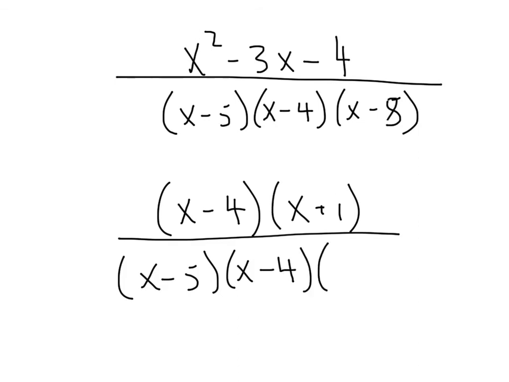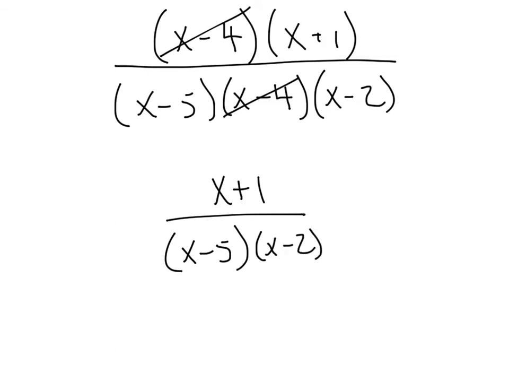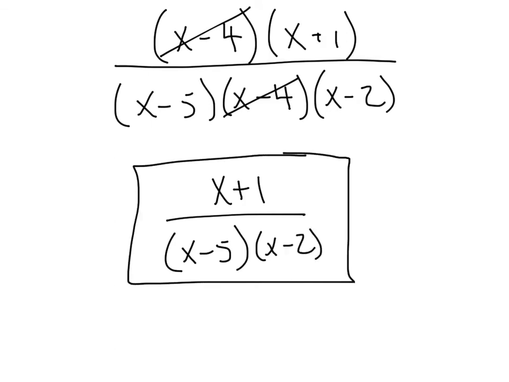Oh, I think that was supposed to be a 2. I made a little typo there. x minus 2. We're going to cancel the quantity x minus 4. And my final answer, now that I'm finally done, x plus 1 all over x minus 5 quantity x minus 2. There's my simplified single fraction.